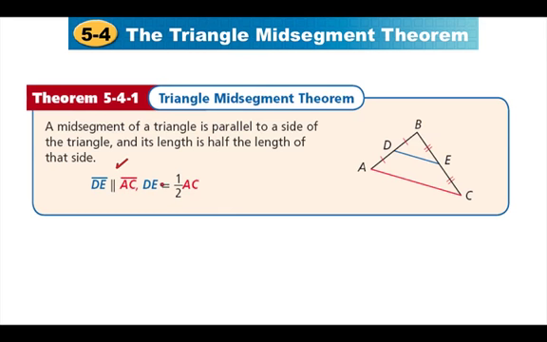And then the other property is that DE is half the distance of AC, which is what you see here, or you can look at it as 2 DE equals AC. This is the other way of looking at this, without the fraction. Let's move on to the next slide.